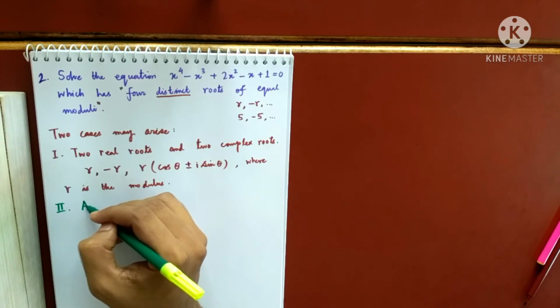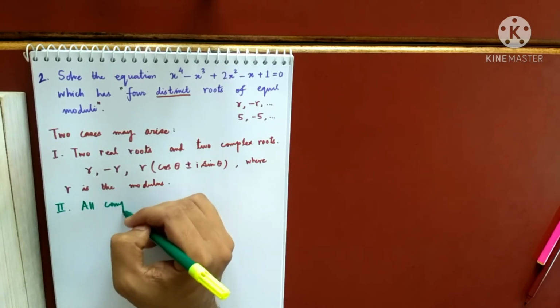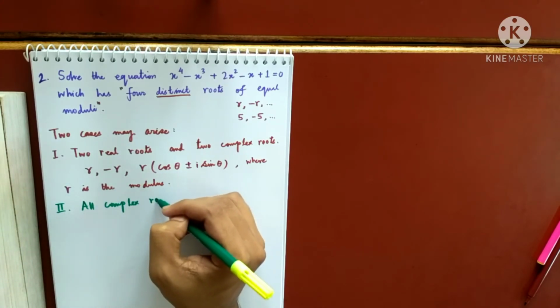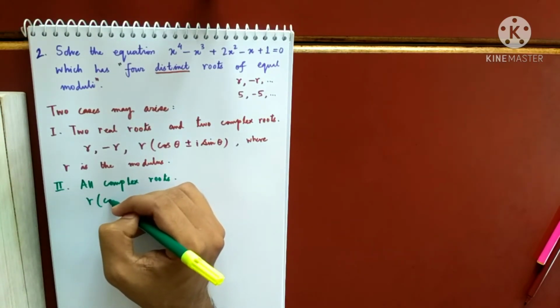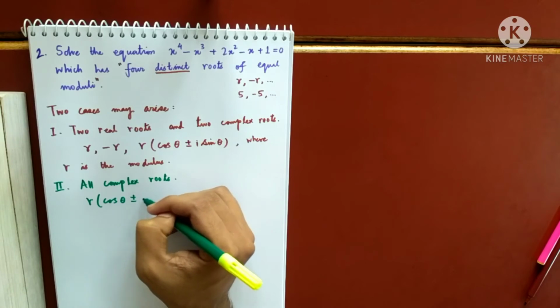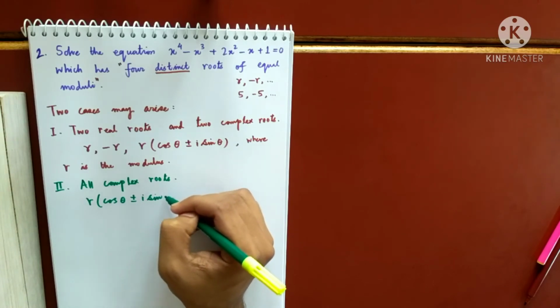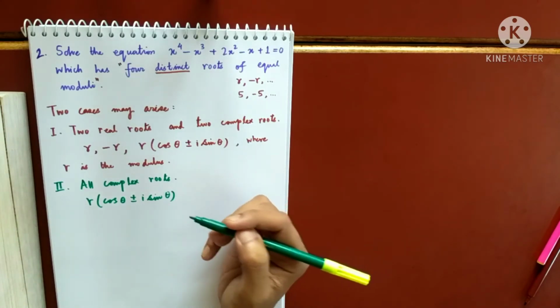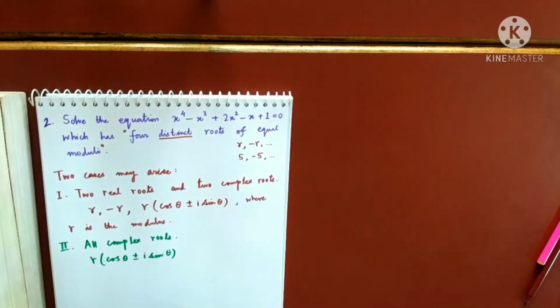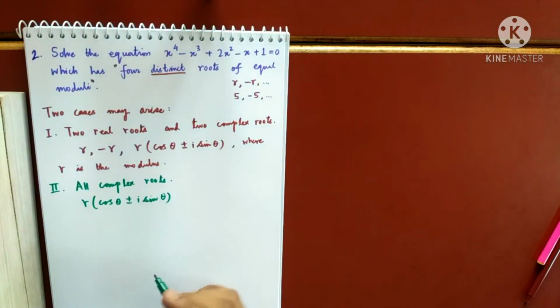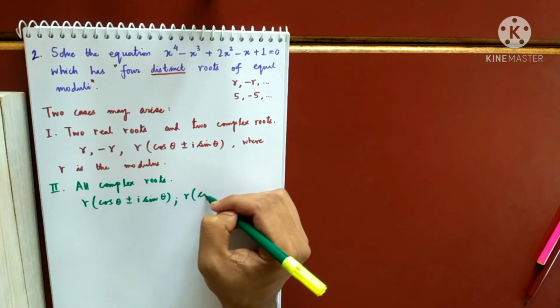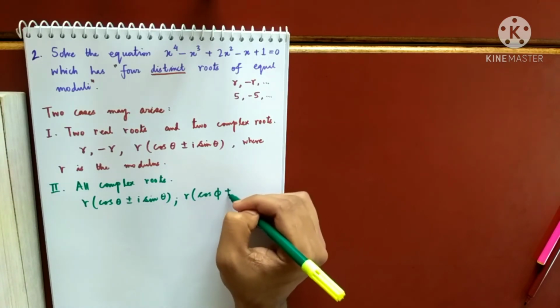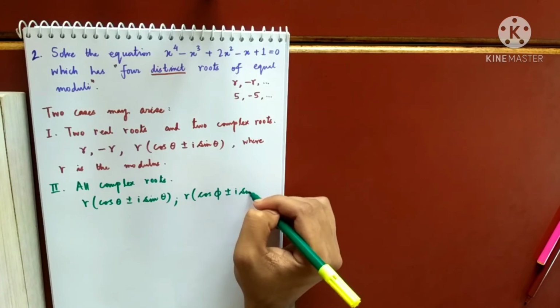Okay, all complex roots. Let the first 2 be r(cos theta plus minus i sin theta). Why am I writing plus minus i sin theta? They are the conjugate of each other. The coefficients are real, so the roots will always occur in complex conjugate forms, right? And another pair be r(cos phi plus minus i sin phi).